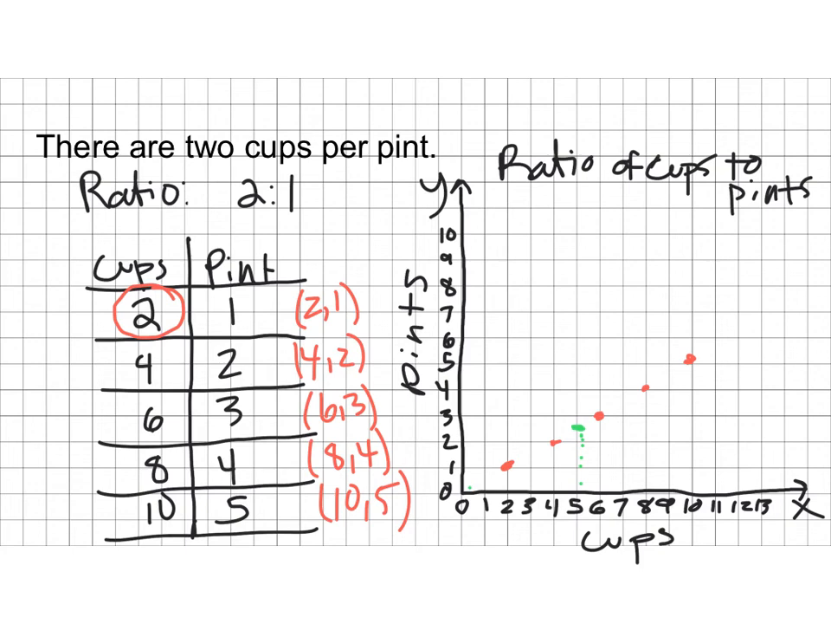So now we're going to connect our values into one nice, really beautifully straight line. You probably want to use a ruler for it. And then once we have that beautifully straight line, we could even use it to make predictions. So we could say, I wonder if I had 13 cups, how many pints would that be? I could go up to 13, and then I could go over, and I could see, oh, that's about 6.5 pints.